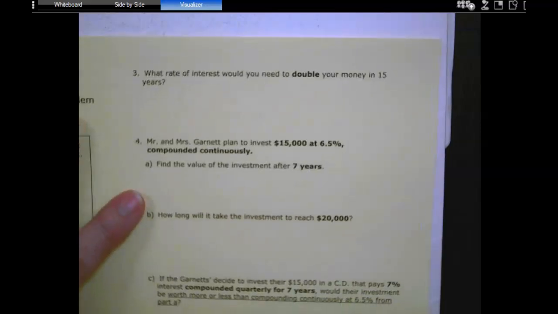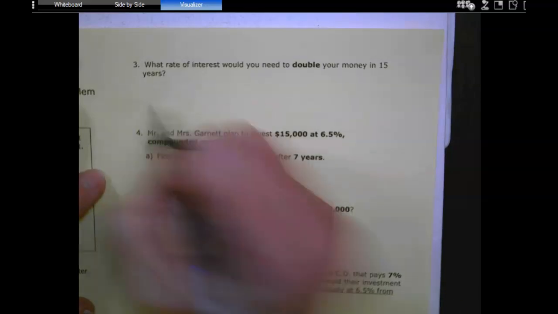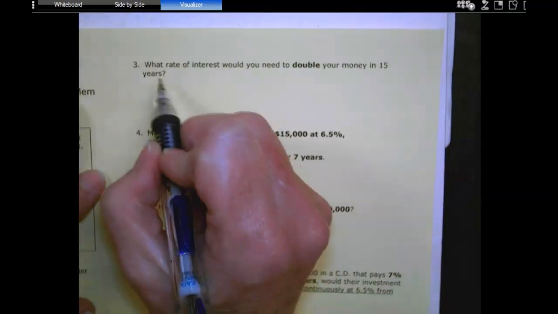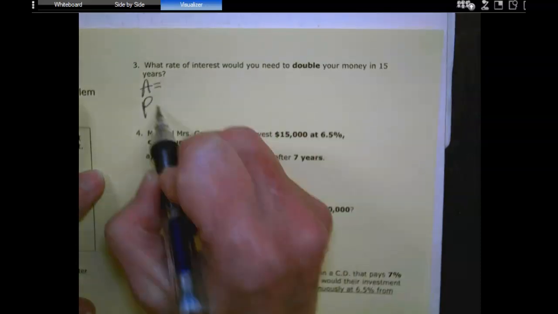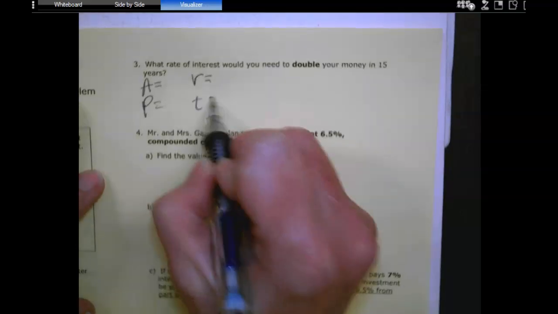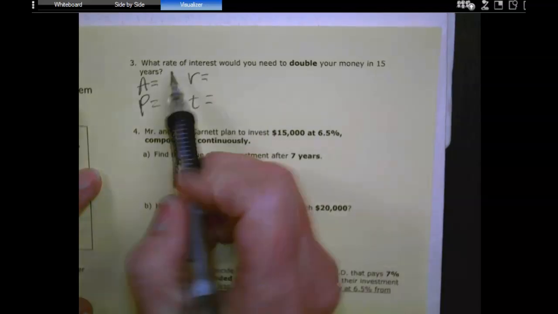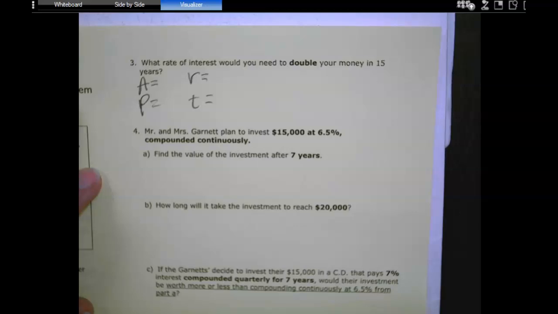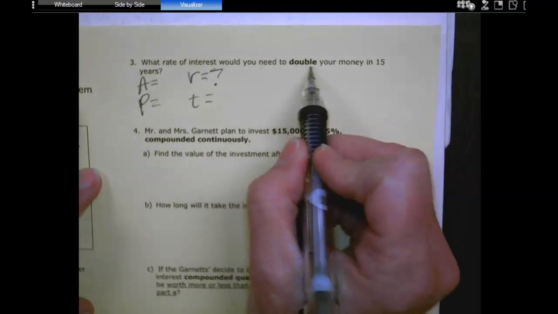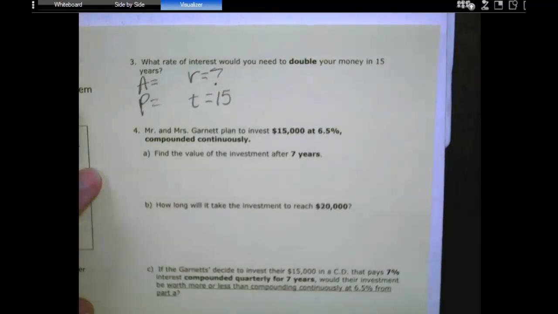All right. Number 3. So this is going to be continuous. So we're going to have A, P, R, and t. Now, it says at what rate of interest. So which one of these am I going to find? R. So I'm finding r, right? Which you need to double your money in 15 years. So the 15 years goes for t.